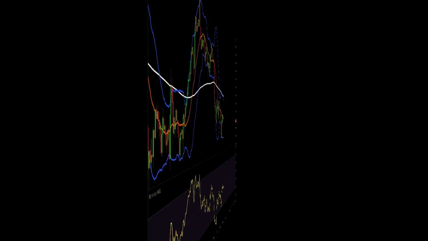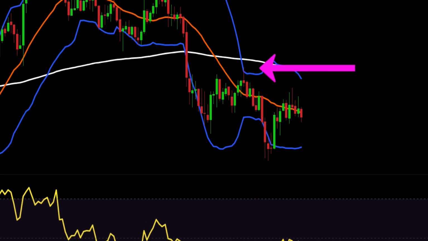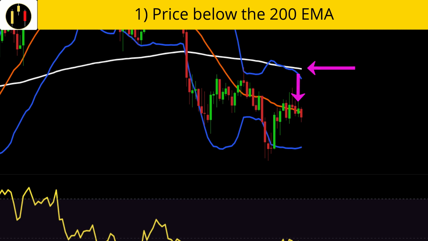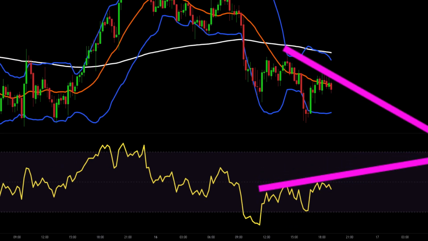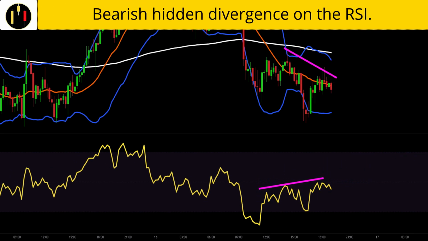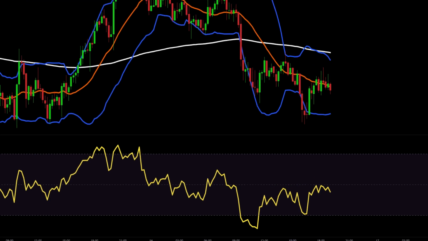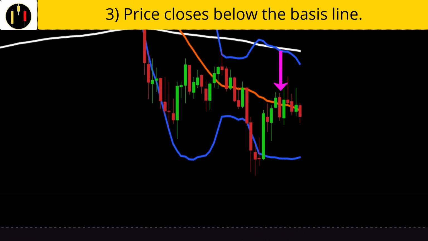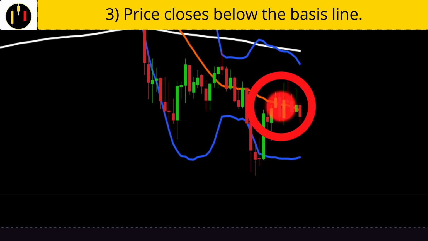Now we flip to shorts. This is what I will test for shorts. First, price must be below the 200 exponential moving average. Second, we must have hidden bearish divergence on the relative strength index. So you can see where we have a lower high on price and a higher high on the RSI. Third, price must close below the Bollinger Band Basis Line in orange. All of that happens on this candle here.